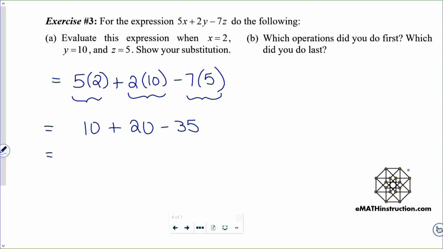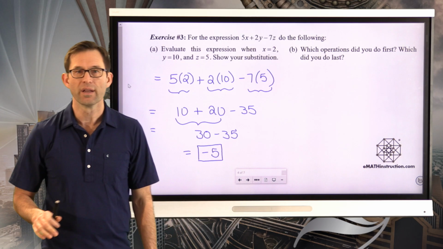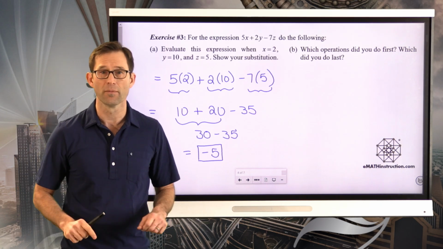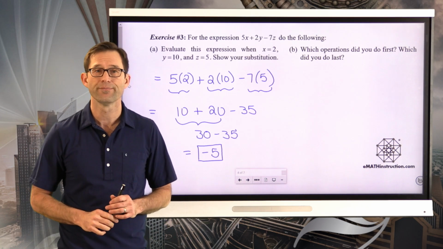All right, order of operations now says I should add these two together, which gives me 30 minus 35, and 30 minus 35 will be negative 5. Be careful there, 30 minus 35 is not positive 5, right? As we looked at just the other day, subtraction is not commutative. You can't flip-flop them, right? It's just going to be negative 5.